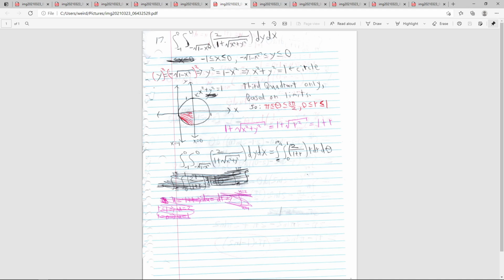Oh, and you have to convert this real quick. So 1 plus this radical, the square root of x squared plus y squared, is 1 plus the square root of r squared, because x squared plus y squared equals r squared. So it simplifies down to 1 plus r. So the integral is 2 over 1 plus r times r, dr d theta, from pi to 3 pi halves, 0 to 1.